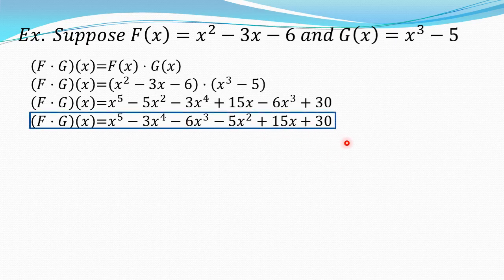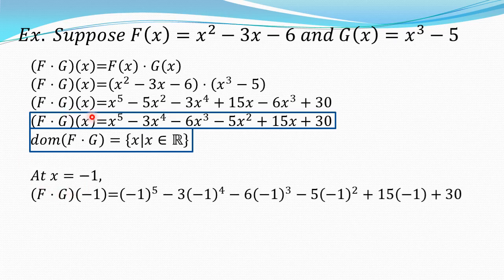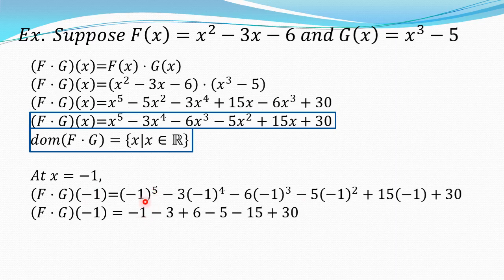As for the domain, it's just the same with the previous ones. x such that x is an element of real numbers. How about evaluating this expression at x equals negative 1? We have this. Okay, so we just put this way over here, but exchanging all the x's with negative 1, and this is going to turn to negative 1 because it's an odd exponent, right? So it's a negative 1. Even exponent, so it's positive.